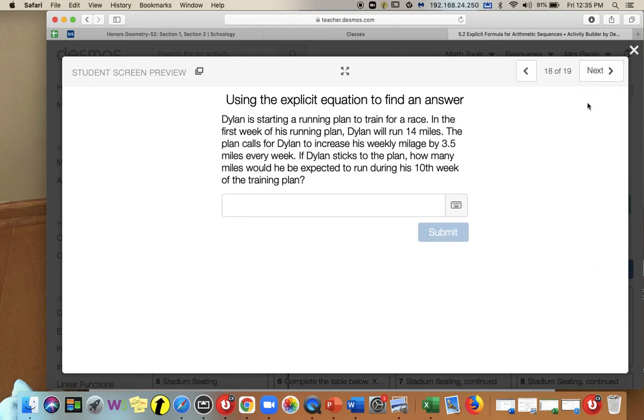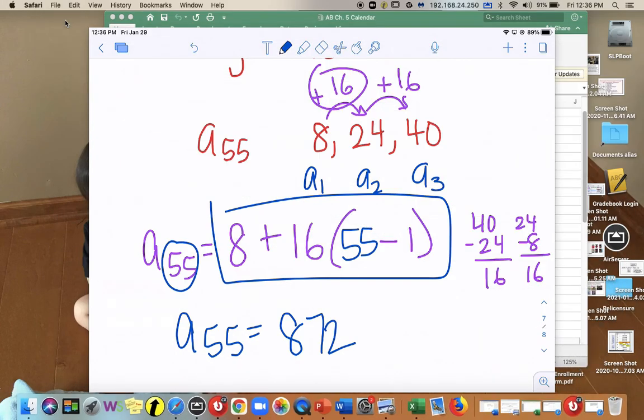All right, let's try another one. Dylan is starting a running plan to train for a race. In the first week of his running plan, Dylan will run 14 miles. The plan calls for Dylan to increase his weekly mileage by 3.5 miles every week. If Dylan sticks to the plan, how many miles would he be expected to run during his 10th week of training? All right, so again, I'm going to show my work for this one.